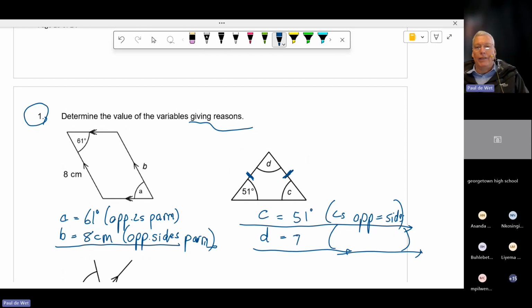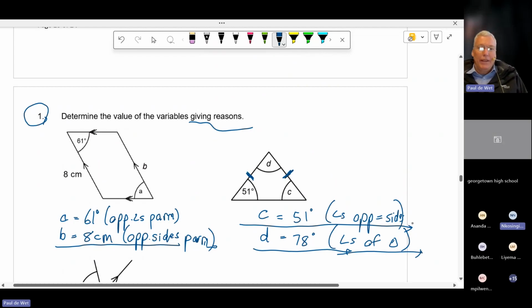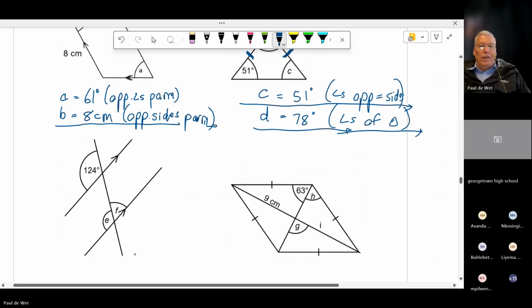78. Someone online has told me 78. Can you tell me why? Angles on a straight line. No, not angles on a straight line. Angles in a triangle, interior angles of a triangle add up to 180 degrees. Okay, well done. All right, who can tell me about E and F?